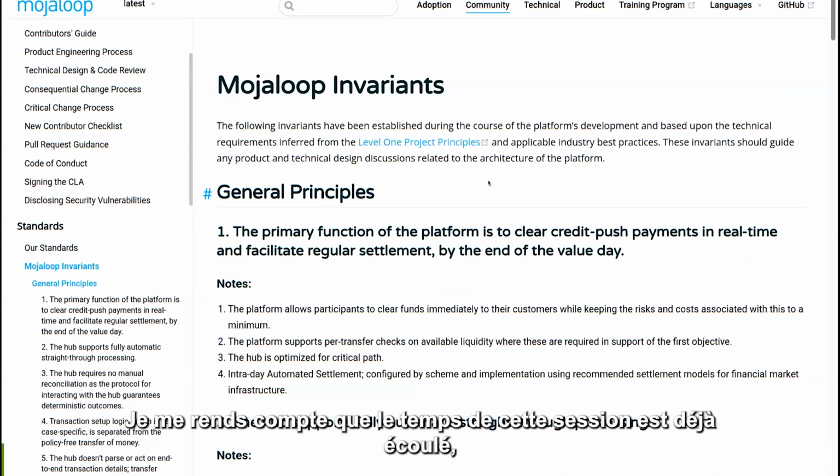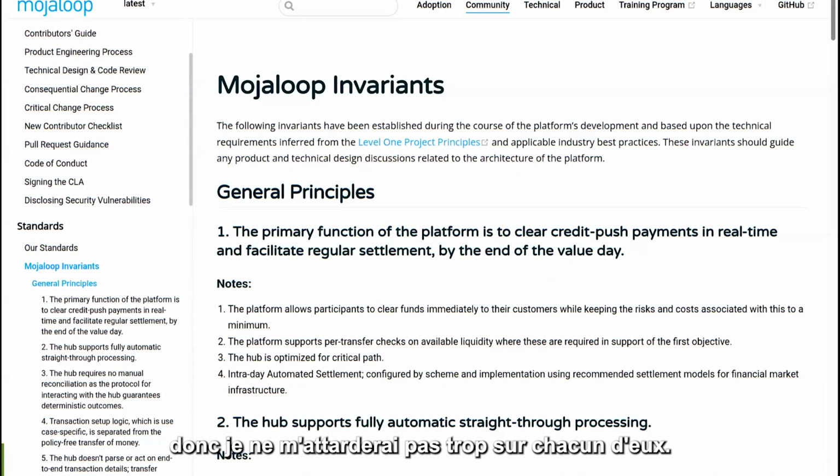Now, I realize that we're already at time for this session, so I'll not linger too long on any of these individual ones.